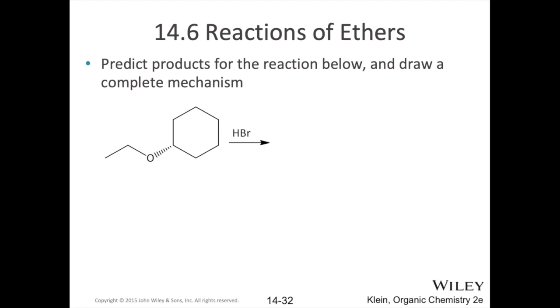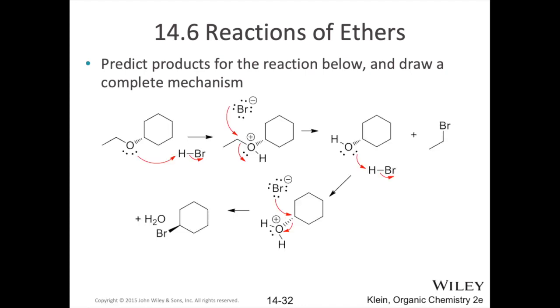Okay, so let's try another mechanism with this one. Again, it's going to be a similar mechanism to what we saw a few slides back. The only difference is instead of methyl groups, we're going to make a cyclohexyl bromide, and we're going to have ethyl bromide as our two byproducts, and of course water at the end. So here's the full mechanism.